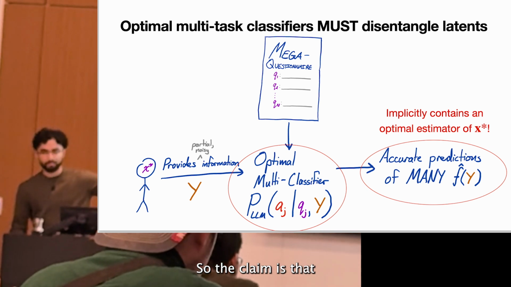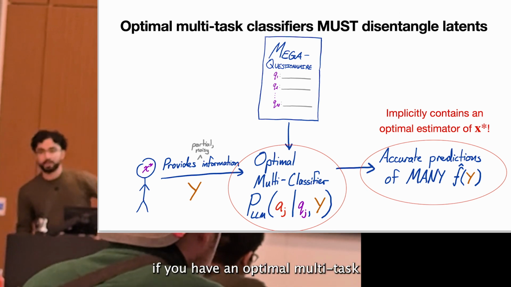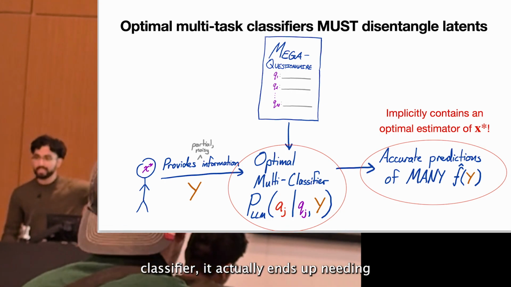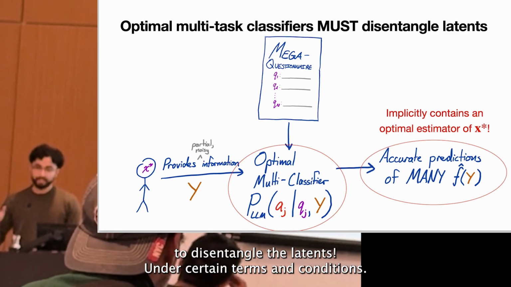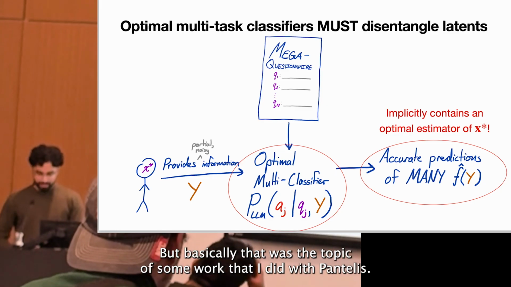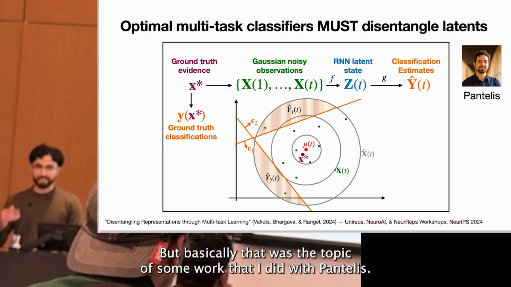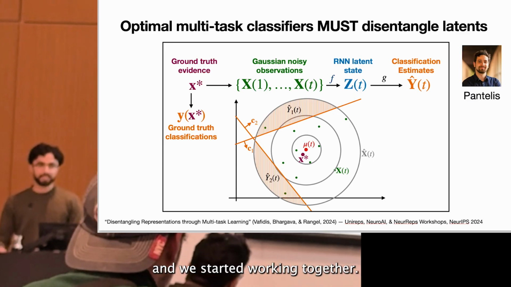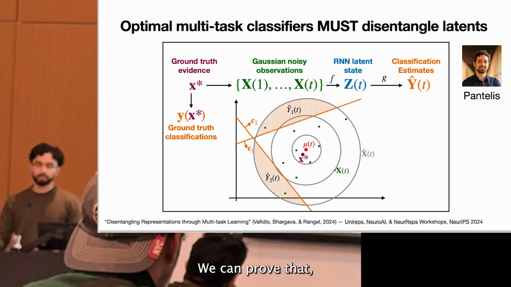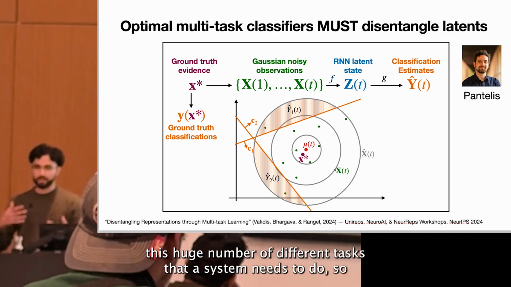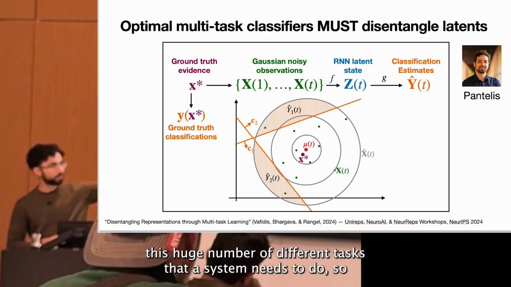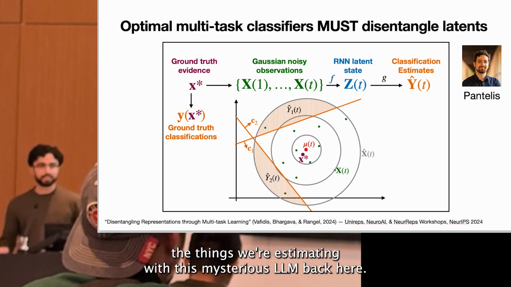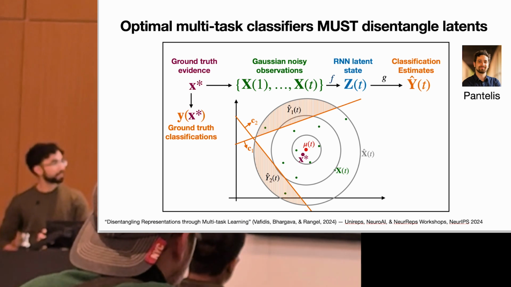So the claim is that if you have an optimal multitask classifier, it actually ends up needing to disentangle the latents under certain terms and conditions, but basically that was the topic of some work that I did with Pantelis. So he was doing computational experiments with this, and we started working together. I was like, I feel like we can prove this. We can prove that if you have this huge number of different tasks that a system needs to do, so these classification boundaries represent the questions we're answering, the things we're estimating with this mysterious LLM back here.